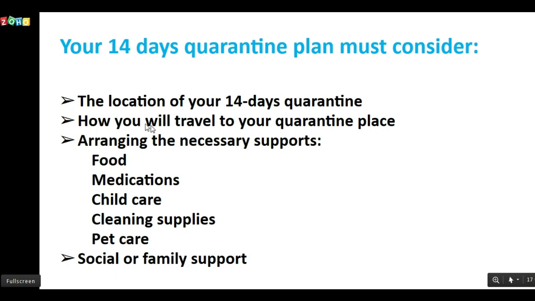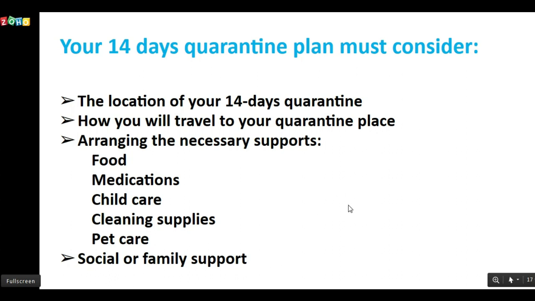The first thing, you should write about the location of your isolation plan or quarantine plan. Then you should mention how you will travel to the quarantine place. Then you should mention how you will arrange the necessary support, for example, for food, medication, child care, cleaning supplies, and pet care. And if you have any social or family support, then you should also write it in your quarantine plan.